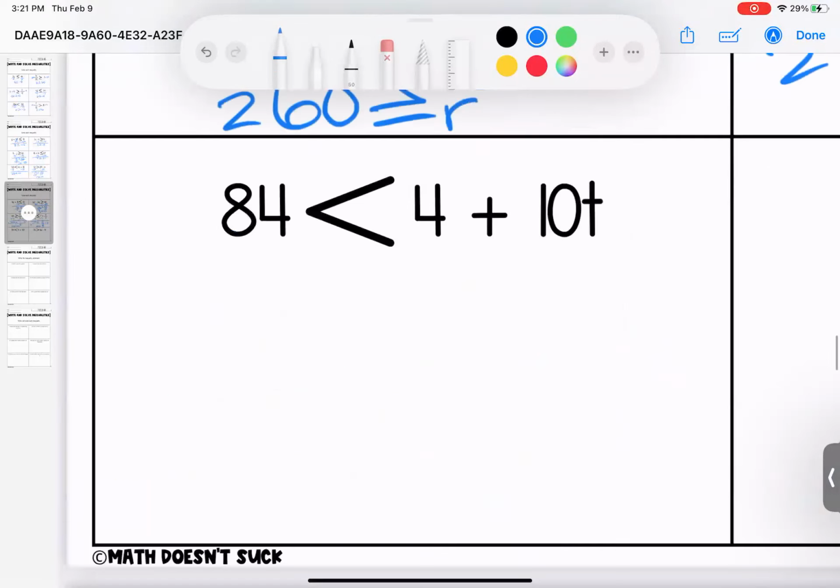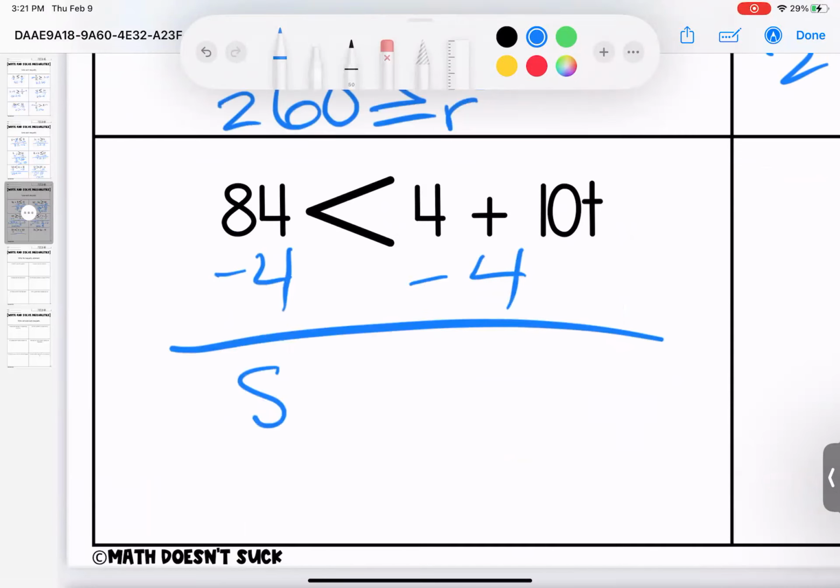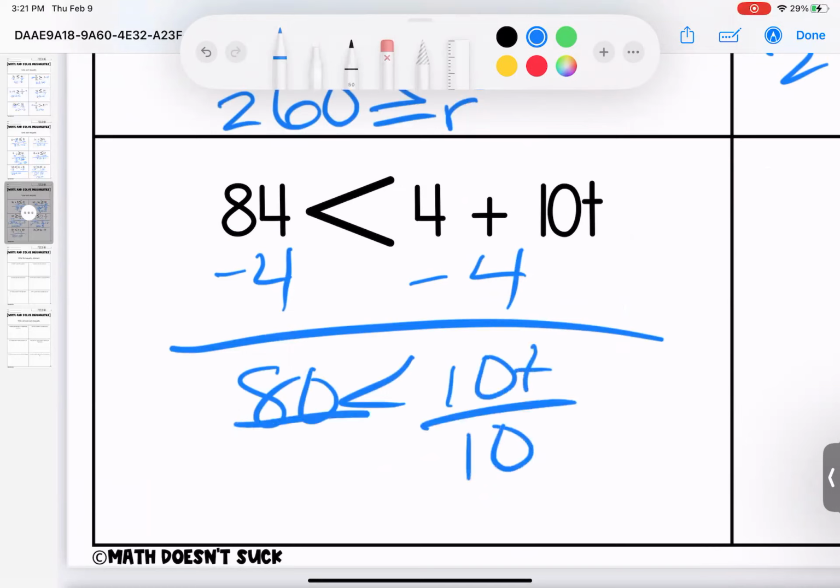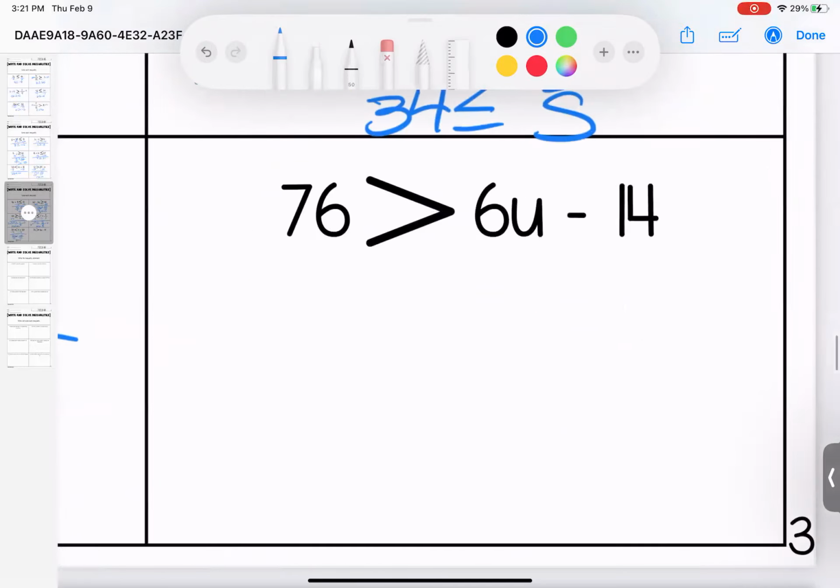Please excuse my cold brain here today. All right, subtracting 4 from both sides, I'm left with 80 is less than 10t. Divide both by 10, it leaves me with 8 is less than t.